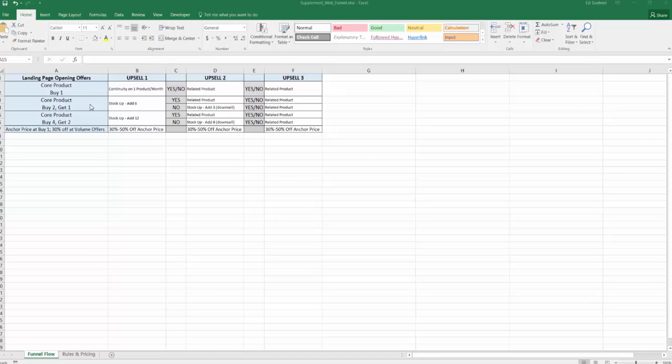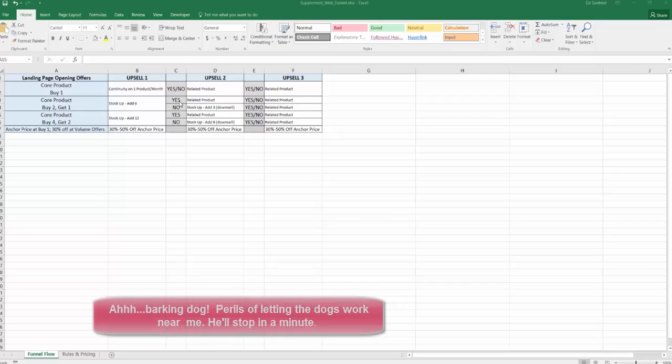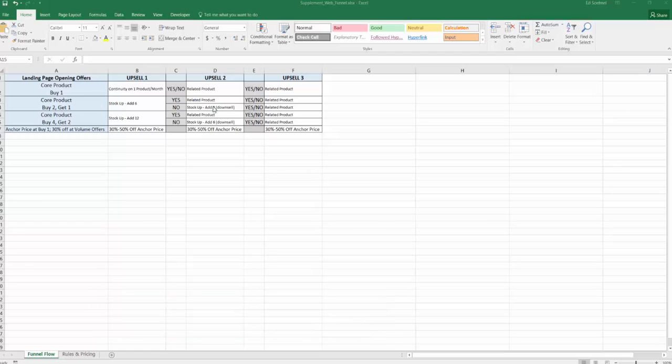If they buy two, get one, if they select yes here, you show them related products. If they select no, you want to do a downsell from 6 to 3, because again, you're trying to find that sweet spot of how many they want to take.